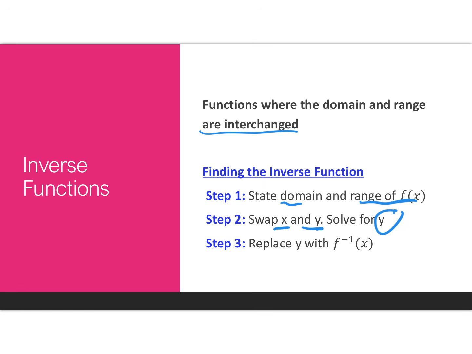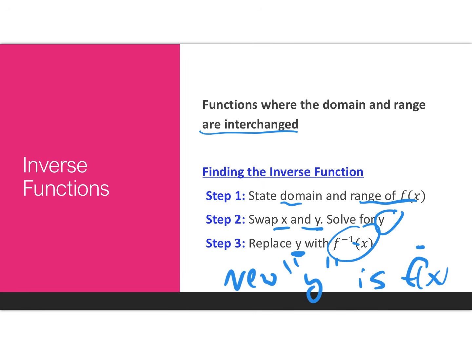And then replace the new y, because you're switching around and solving for y, with the term f inverse of x, which means the inverse of the function. Because when you resolve it for y, it's a new function. The new y really is f of x inverse, with a little 1 up there. That's what that means. It looks like a negative 1 power.